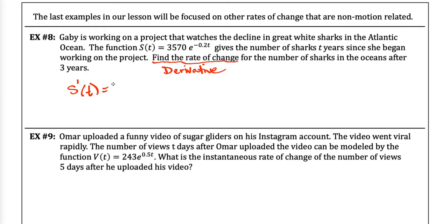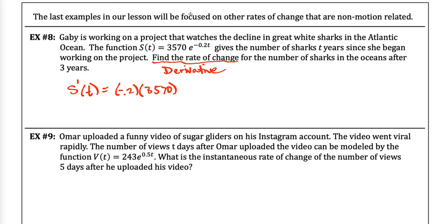Neil, can you help me figure out the derivative? It's been a while since we actually did some things. Yeah. You take the negative 0.2 out from the top and multiply it by the 3570. Is that power rule? Oh, definitely not power rule. This will actually be part of the answer, but it's not power rule.